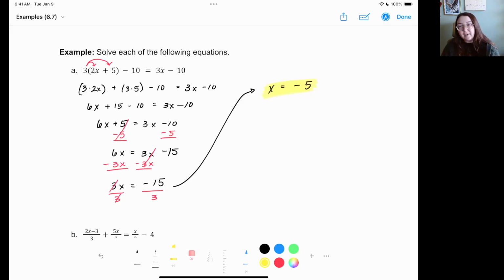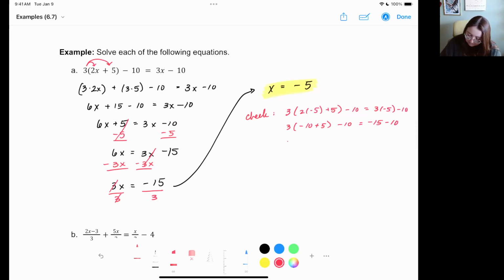And now we can always check our answer as well, just to do a little quick check. So you can check your answer by plugging it into the original. So we would have 3 times (2 times negative 5 plus 5) minus 10 is equal to 3 times negative 5 minus 10. And so we can just simplify this. So 2 times negative 5 is going to be negative 10 plus 5 minus 10. And 3 times negative 5 is negative 15 minus 10. Now, negative 10 plus 5 is negative 5, so we have 3 times negative 5 minus 10. And negative 15 minus 10 is negative 25.